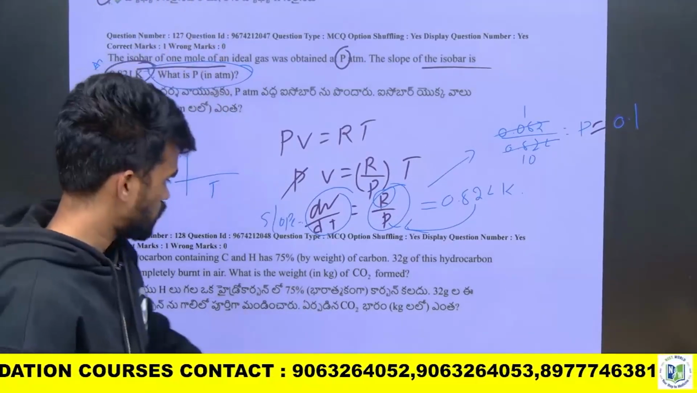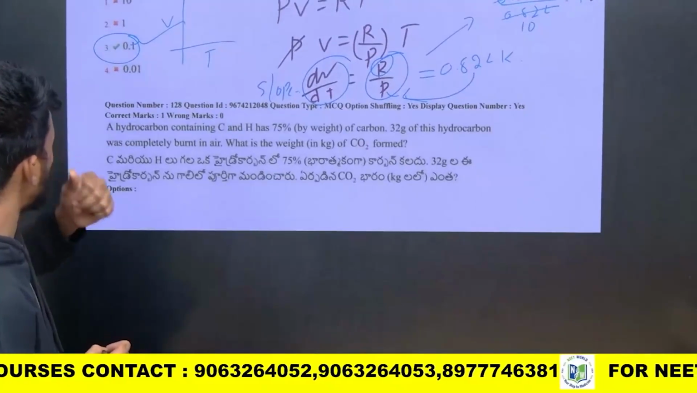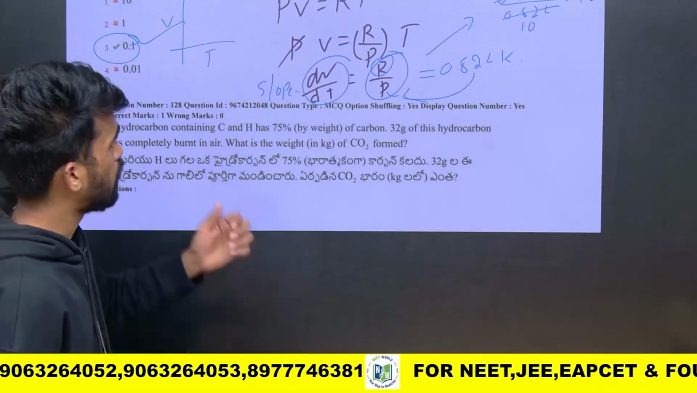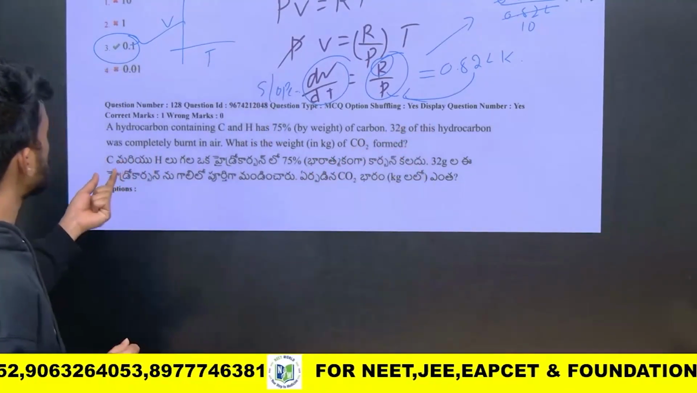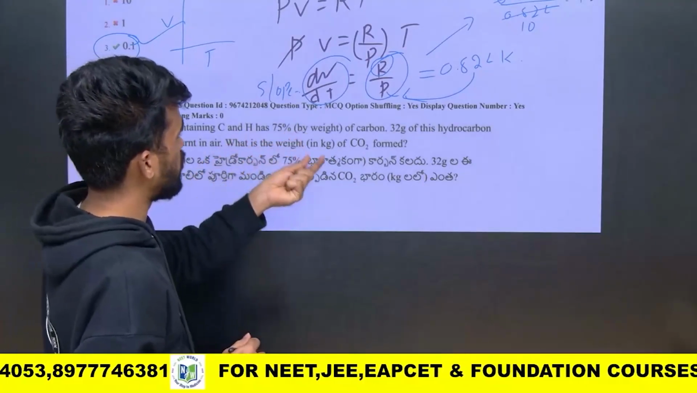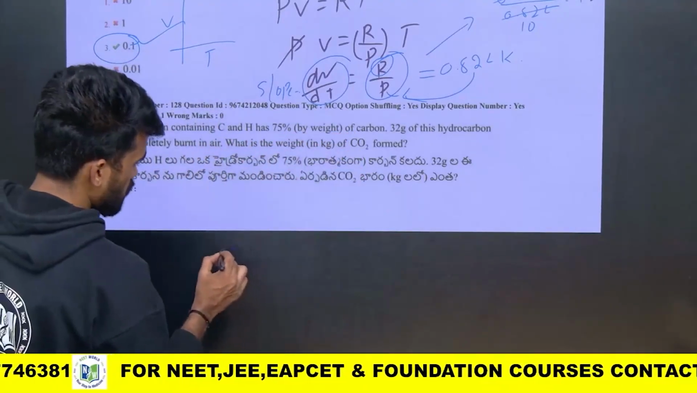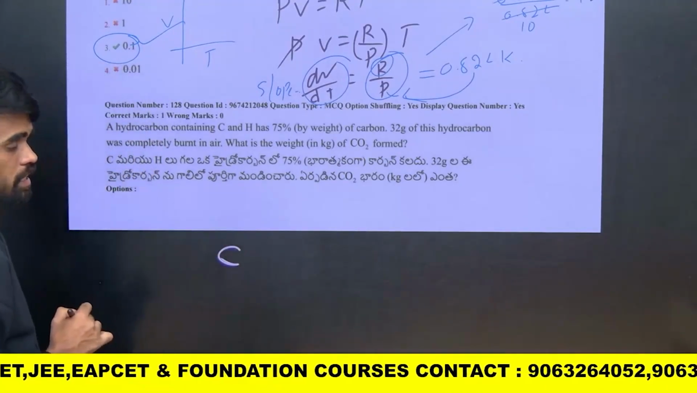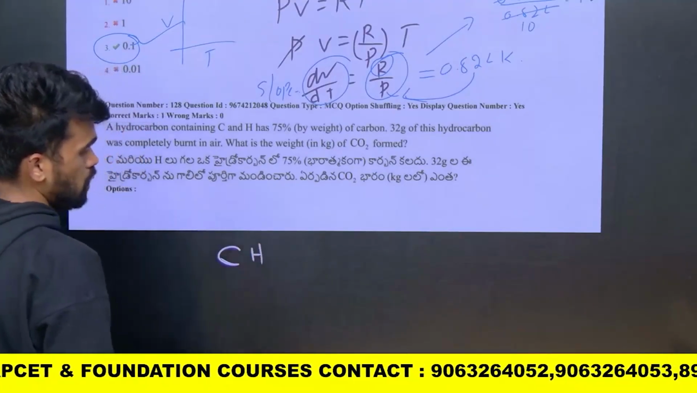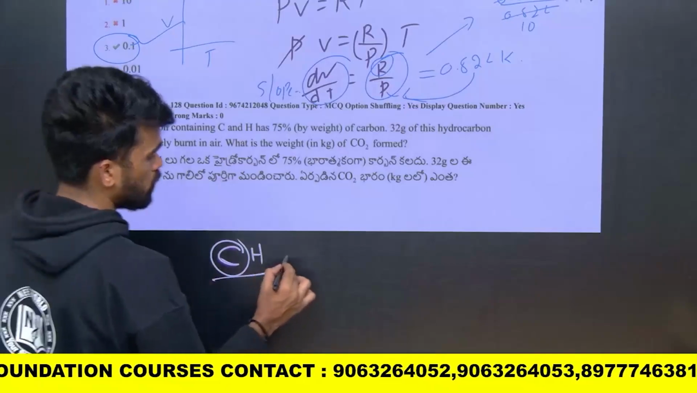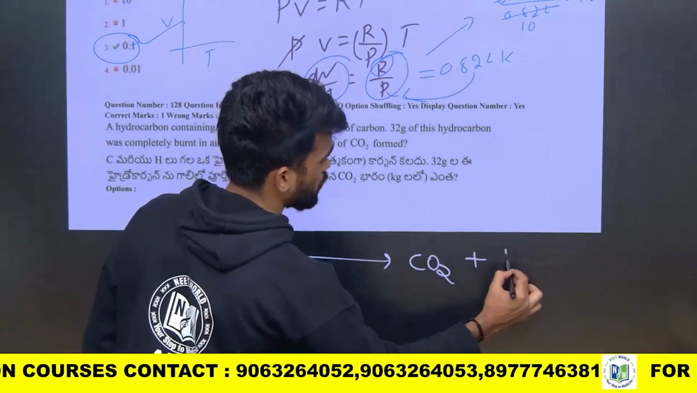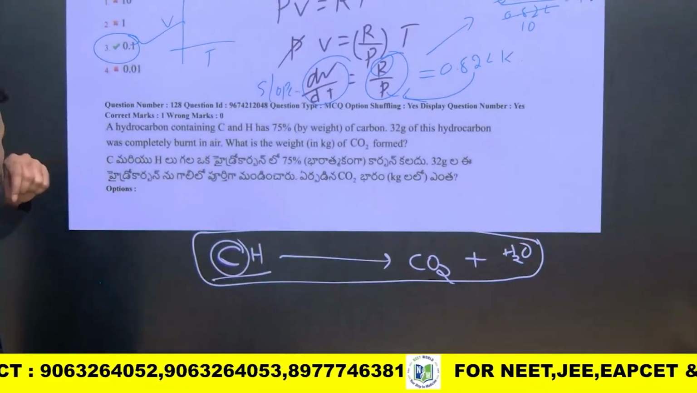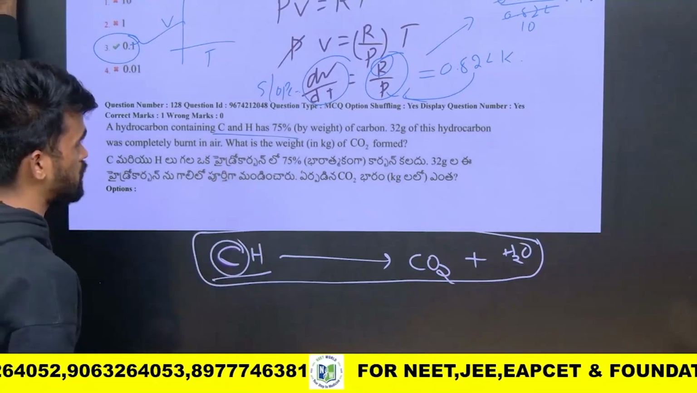Okay, then next. A hydrocarbon containing carbon and hydrogen has 75% carbon. 32 grams of this was completely burned in air. What is the weight of CO2 formed? For example, if any substance is a hydrocarbon like CxHy, all the carbon present in this compound will be completely converted into CO2 and hydrogen will be converted into water. This basic thing you need to understand first of all. Now, they are saying the hydrocarbon contains carbon and hydrogen, and 75% of it is carbon.